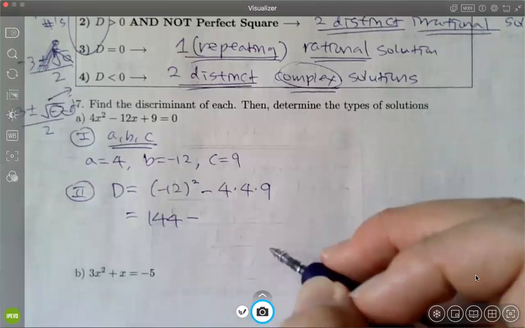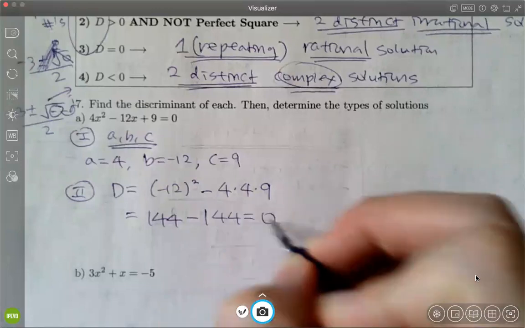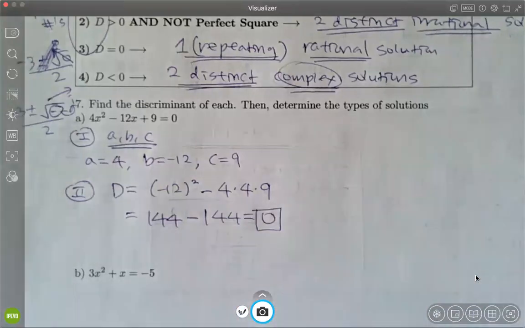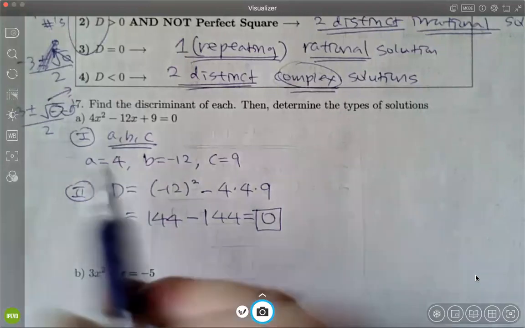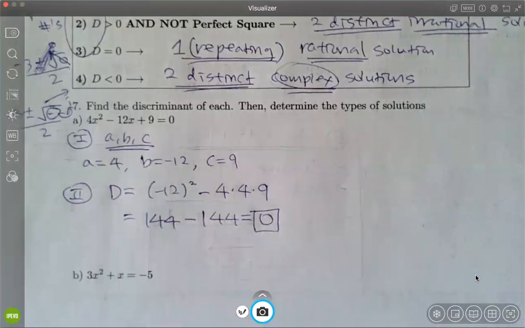144. Also 144, right? So what's the discriminant? 0. Okay, so now what does that mean? We will have 0 under the square root from the quadratic formula. So what does that mean? That plus minus sign won't matter, right? So what kind of solutions do we have? Just one, right? Well, it's not a 0, it's 1. Yeah, so we have one solution.